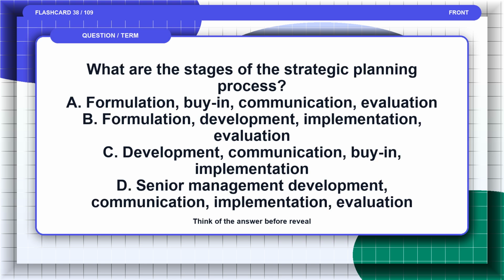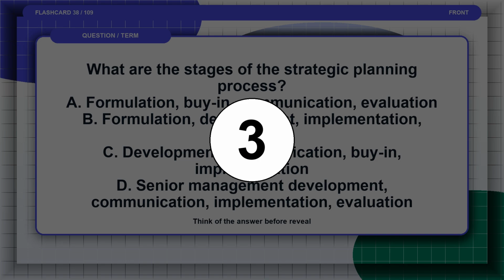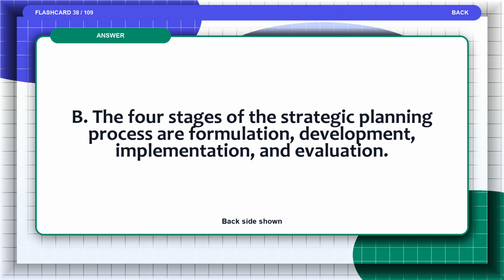Flashcard 38. What are the stages of the strategic planning process? A. Formulation, buy-in, communication, evaluation. B. Formulation, development, implementation, evaluation. C. Development, communication, buy-in, implementation. D. Senior management, development, communication, implementation, evaluation. Pause and think of the answer before the reveal. The answer is B. The 4 stages of the strategic planning process are formulation, development, implementation, and evaluation.